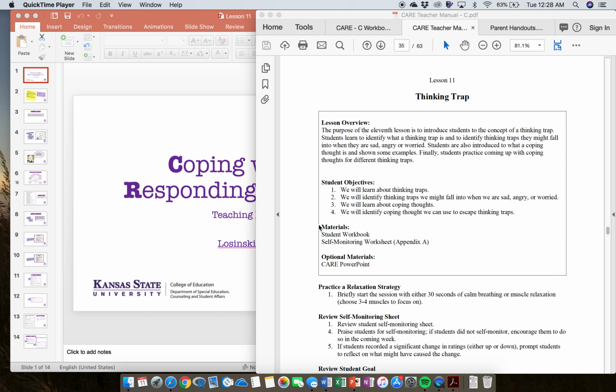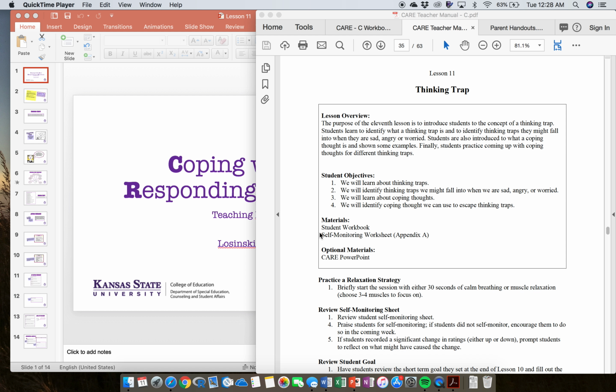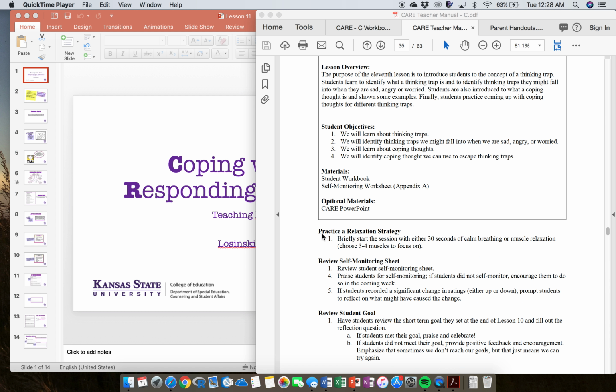lesson. It's just a student workbook that students have been working out of, and then that self-monitoring worksheet where they're rating their daily individualized situations every day. So to start the session, just like every other session, we're going to start with practicing that relaxation strategy, either 30 seconds of calm breathing or muscle relaxation.